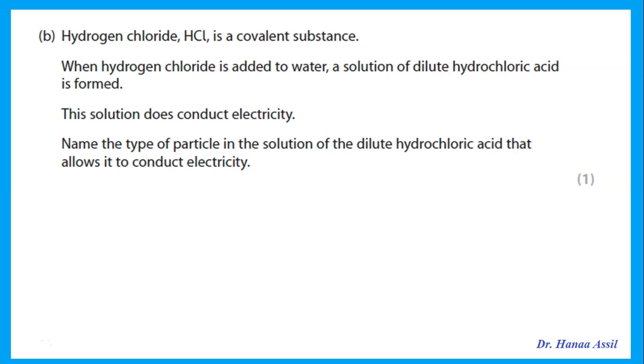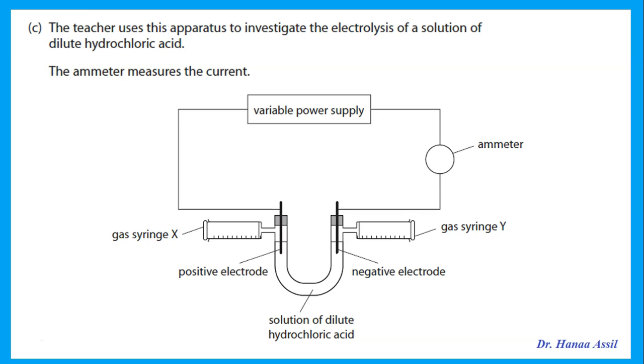Hydrogen chloride is a covalent substance. When hydrogen chloride is added to water, a solution of hydrochloric acid is formed. This solution does conduct electricity. Name the type of particle in the solution of dilute hydrochloric acid that allows it to conduct electricity. Remember which substances conduct electricity. These are free moving ions, positive and negative ions. Anything that has ions that are free to move would conduct electricity.